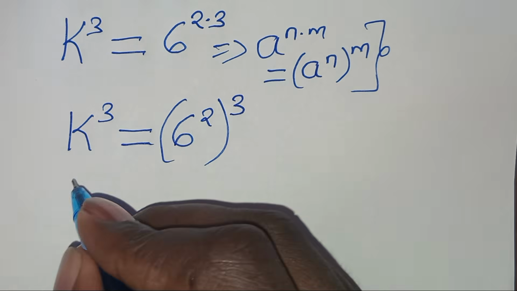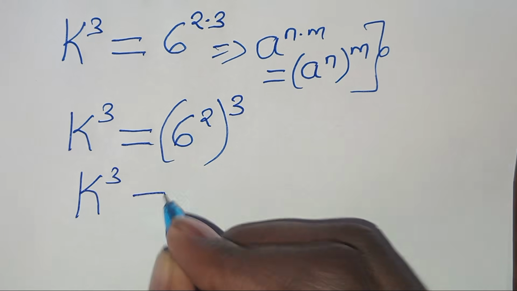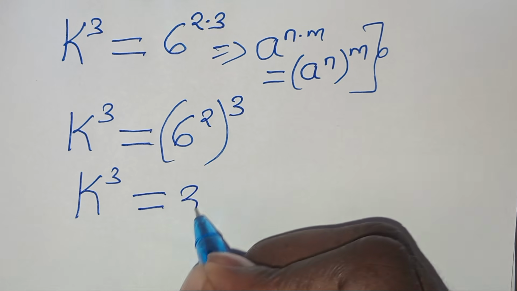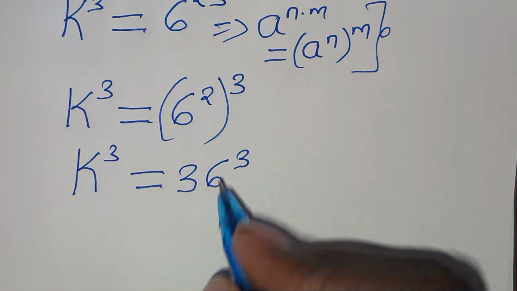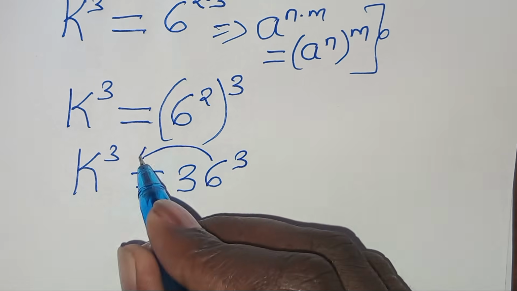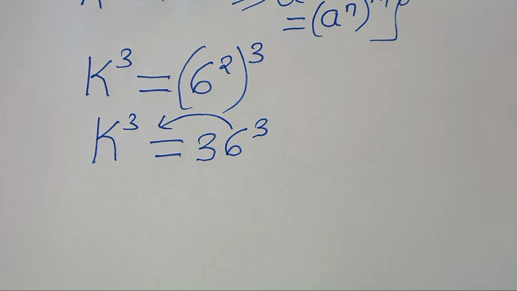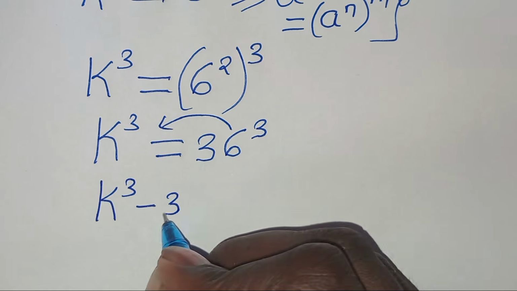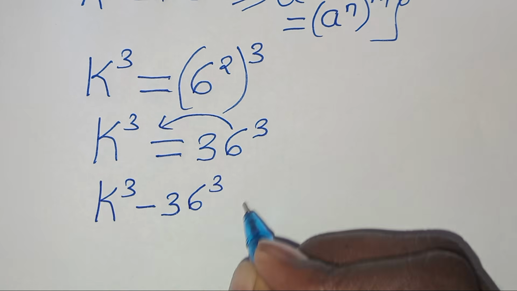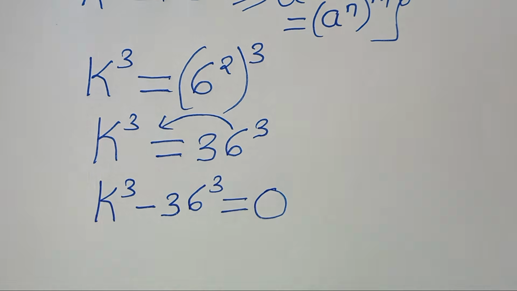And therefore, we have k to the power of 3. This is equal to 6 squared, which is 36 raised to the power of 3. Now let's take 36 to the power of 3 to the left-hand side, so that now we have k to the power of 3 minus 36 raised to the power of 3 equal to 0.